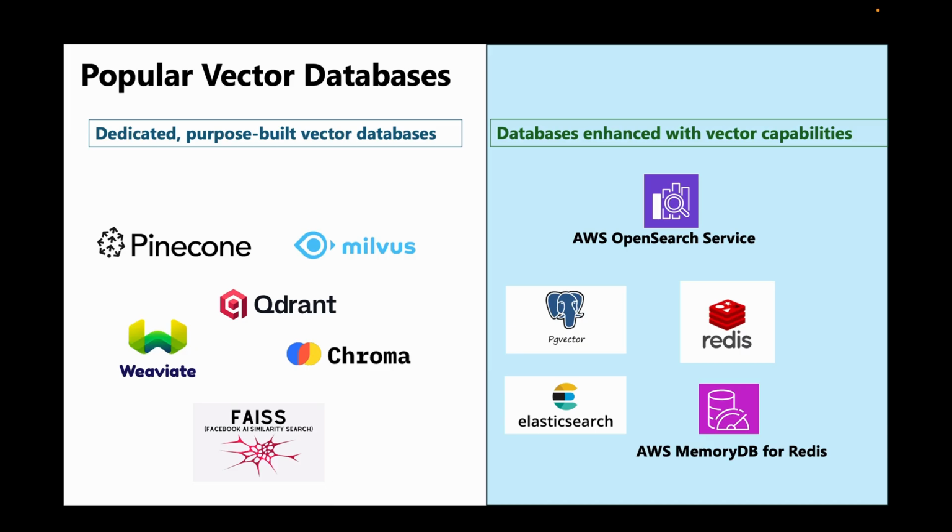In contrast, traditional databases such as Postgres allow you to store and query both structured data and vectors within the same platform. They are useful when you want to add semantic search capabilities on top of your existing structured data without introducing a separate system.